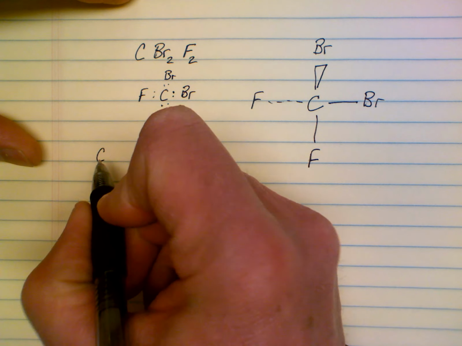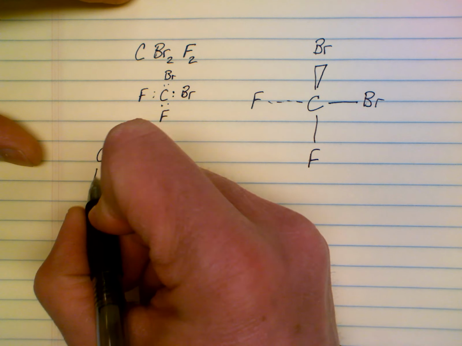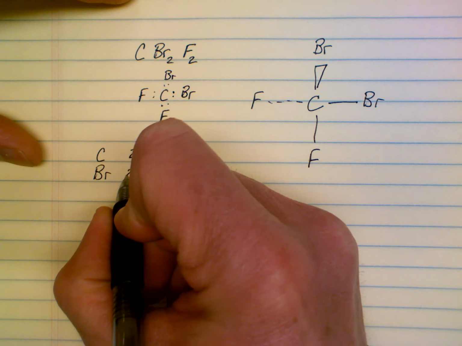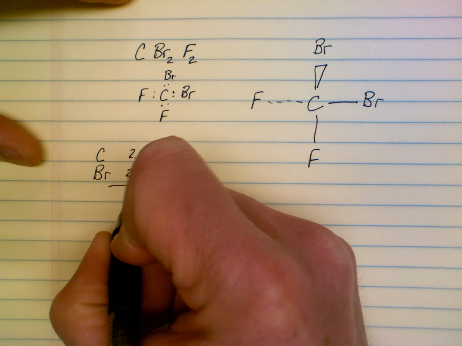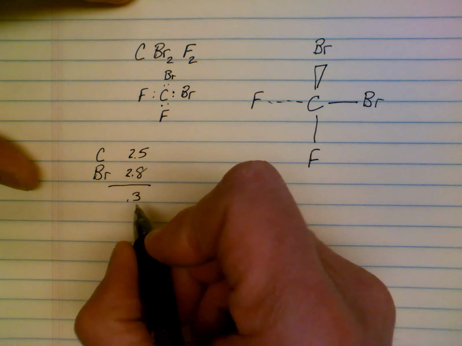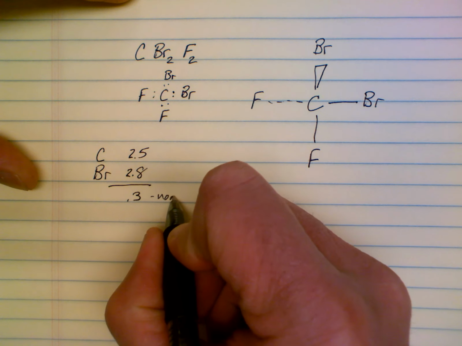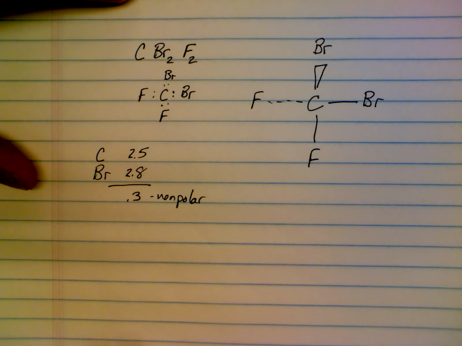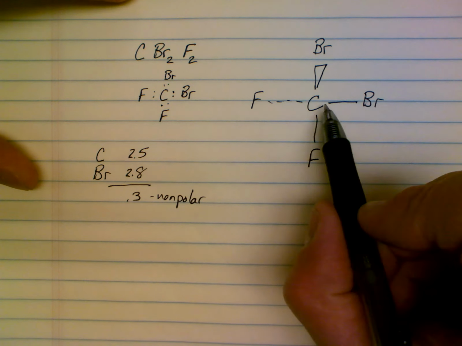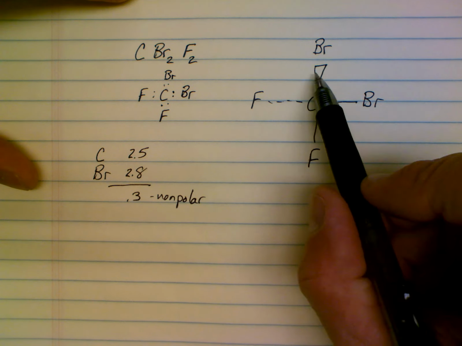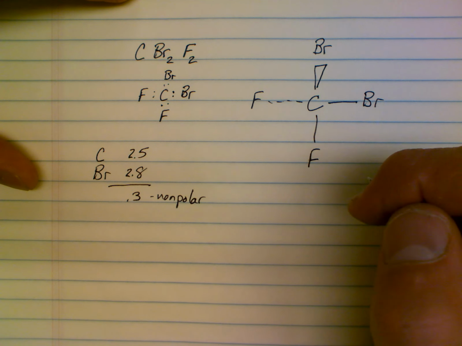So we look at carbon and bromine. Carbon has an electronegativity of 2.5. Bromine is 2.8. So the difference here is 0.3. A difference of 0.3 would be nonpolar, because 0.4 or less will be nonpolar. So there will be no dipole between our carbon and our bromine here, and there's going to be no dipole between this carbon and that bromine there.